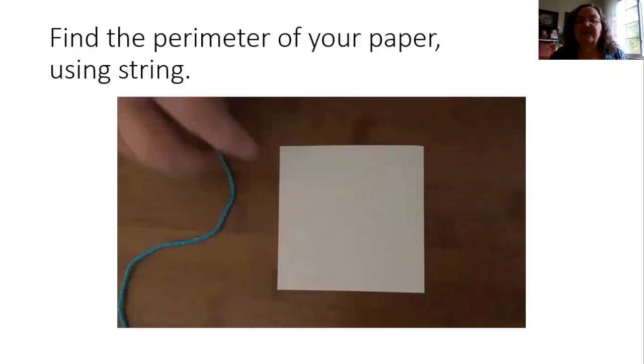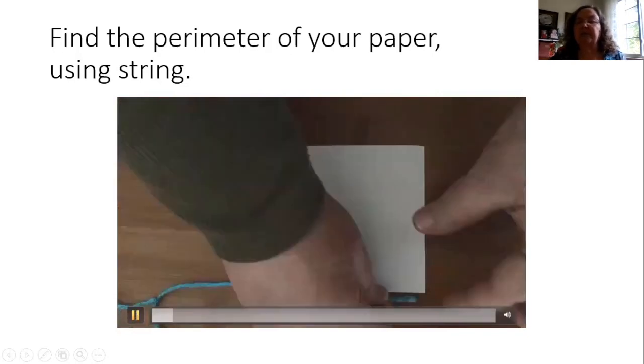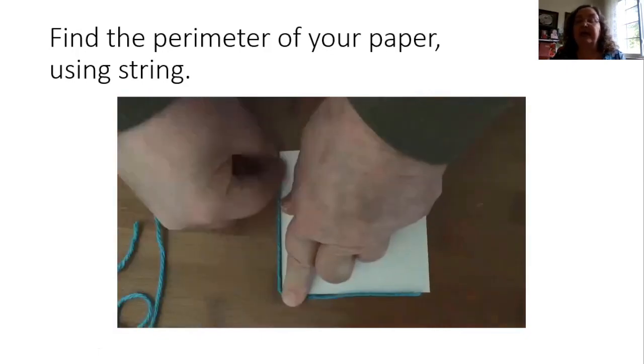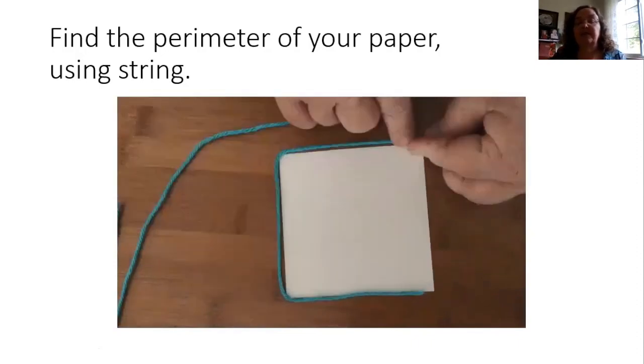All right, so the first thing I want you to do is I just made a small square. My square, I think, was about 4 inches by 4 inches. You can use any size piece of paper that you want for this, but I want you to take your piece of paper and I want you to find the perimeter of your paper using your string. So look at what I'm doing. I took it and I put on the edge to kind of measure out the outside edges or the perimeter of my shape. So you can do that too.